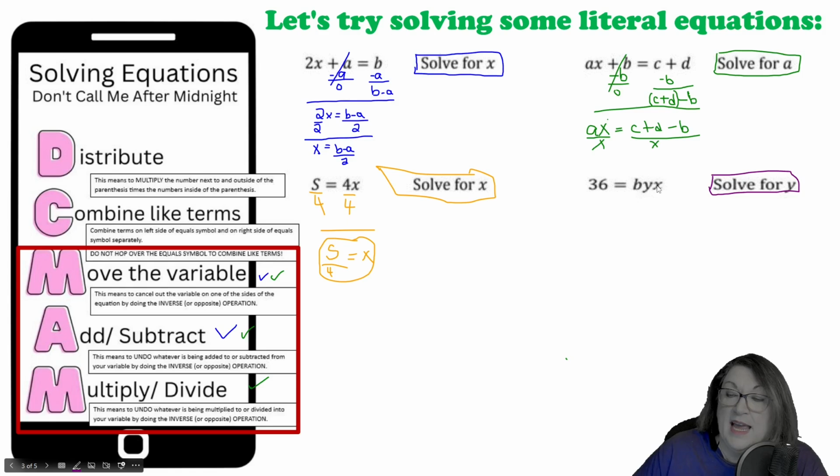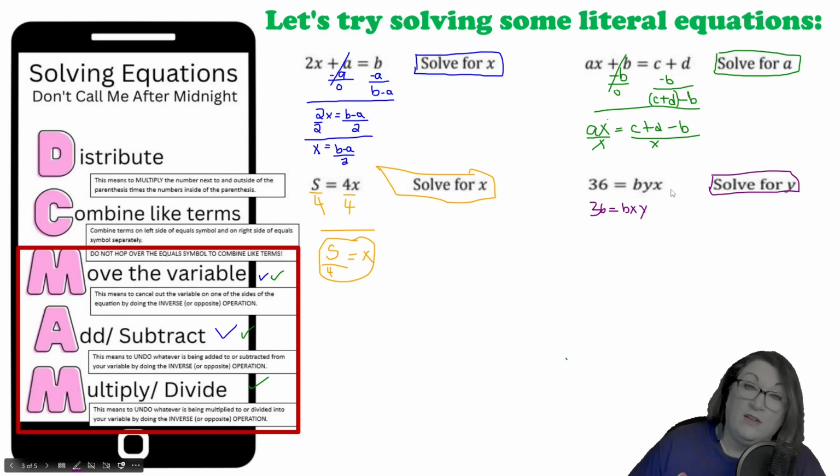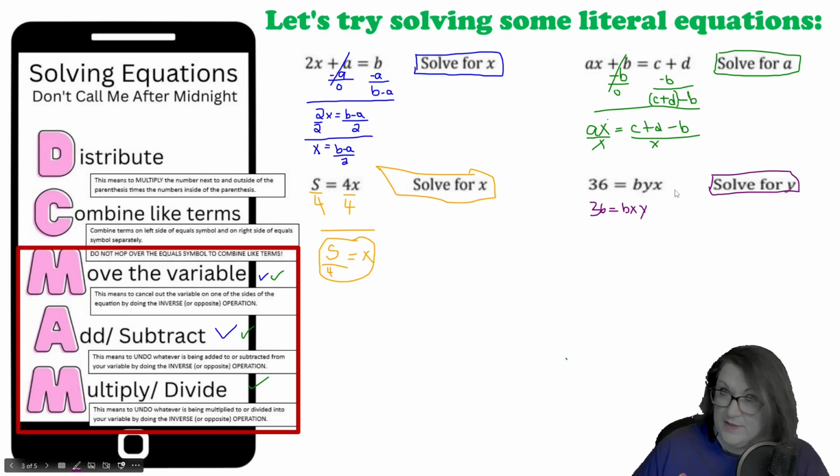So since b and x are being multiplied times the y, and because of the commutative property, I can rearrange this. I can say, okay, 36 is equal to bx y, right? And I can move those around because when you multiply, it doesn't matter what order they're in, they're going to get the same answer, right? 3 times 5 is the same as 5 times 3, right? So if I'm trying to get rid of this b and x and leave the y, I'm just going to divide all of this by b and x.